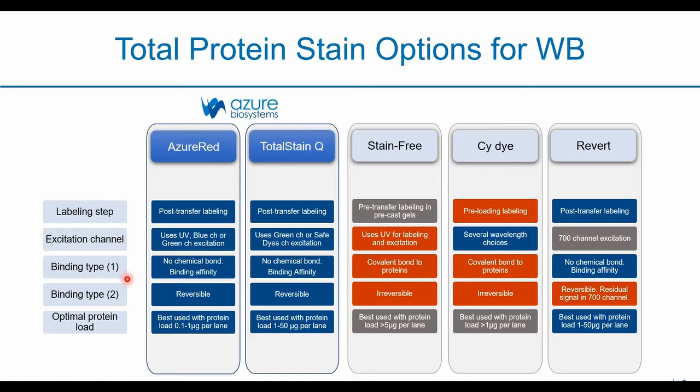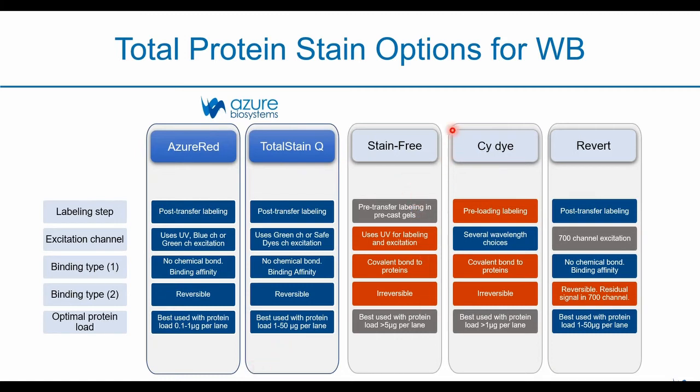Okay, so binding types, there are 2 major types of binding. Firstly is no chemical binding, which is based on binding affinity. It is reversible because it's not chemically bonded. Okay, then there are permanent bonds, like covalent bonds. These are irreversible, so this is very good if you do not need to wash off the total protein stain to do a subsequent experiment, for example. Okay, and the optimal protein load, you have to check to see which one best fits your current Western blot protocol, how much you load into your gel. So yeah, this is one of the things.